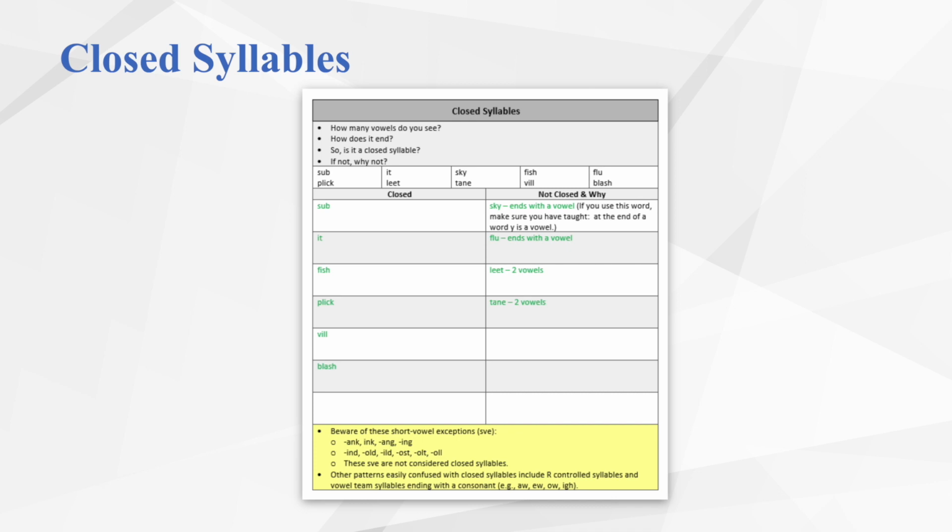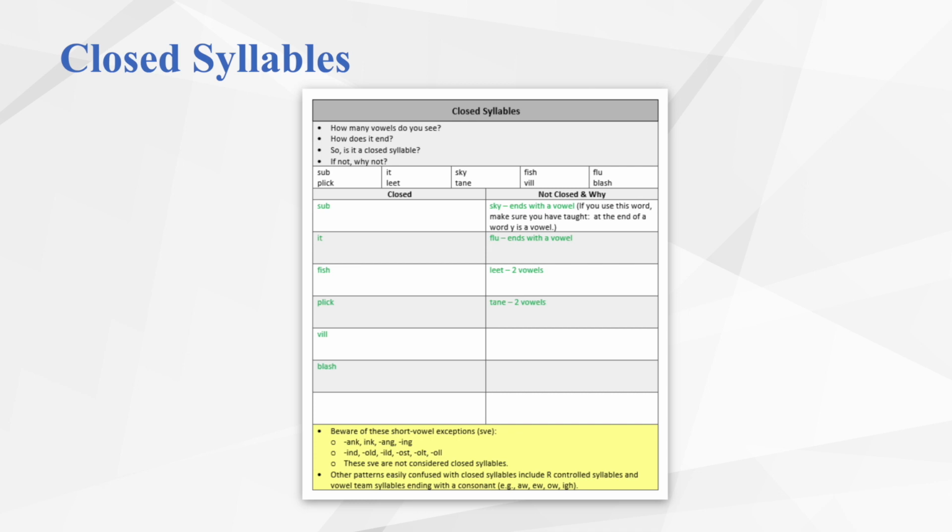Turning our attention to the not closed and Y. S-K-Y we've already discussed. We have F-L-U. How many vowels do you see? One. How does it end? It ends with a vowel. So it's not closed, and it goes in the not closed column, indicating that it ends with a vowel.